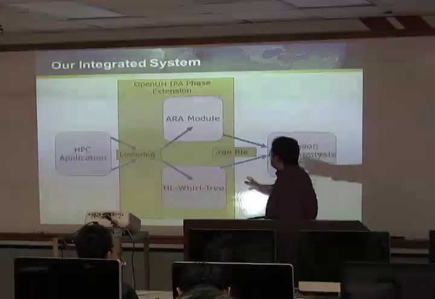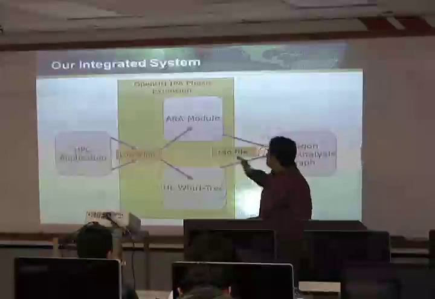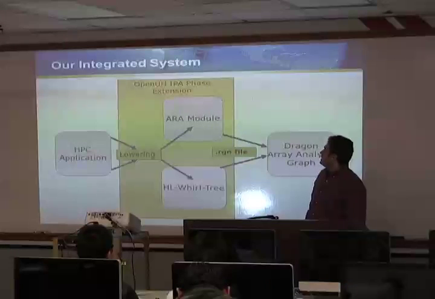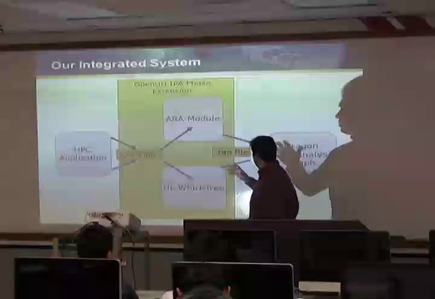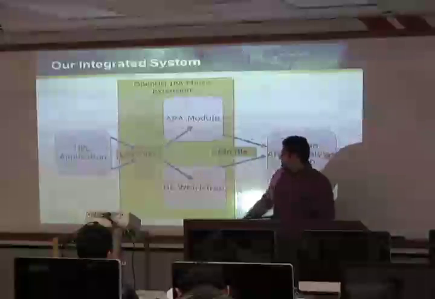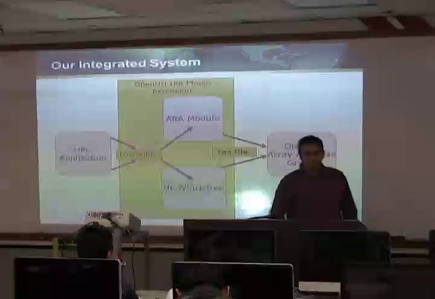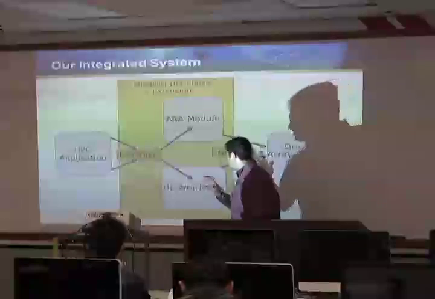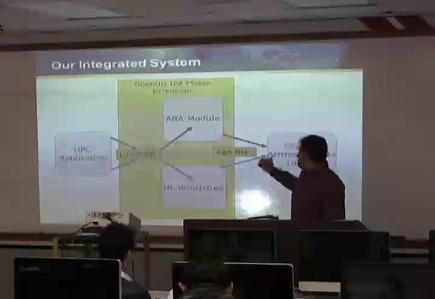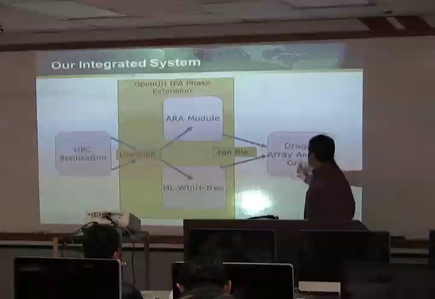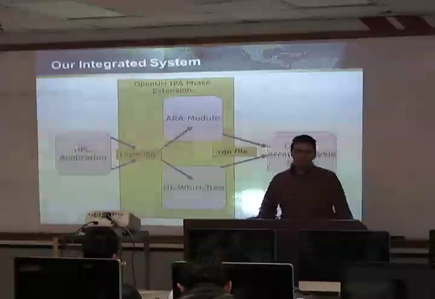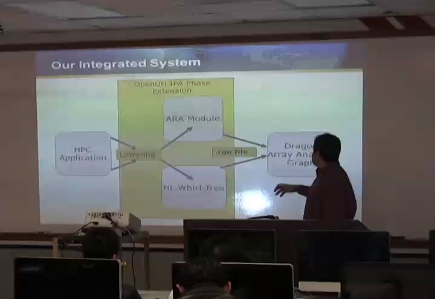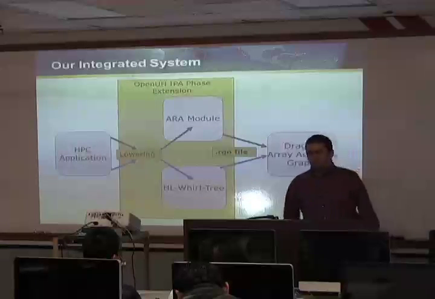Our integrated system can be depicted here. We have extended the IPA phase inside our compiler. 2 modules have been extended: the array region analysis module, which we combined with the high-level intermediate representation, which is called WHIRL in our compiler. We extract the lower bound, upper bound, stride, and a comprehensive report about the attributes of each accessed array and store them in a region file. And we have developed this array analysis GUI using the Qt application framework to extract the information in this file and display it to the user in a tabular format.